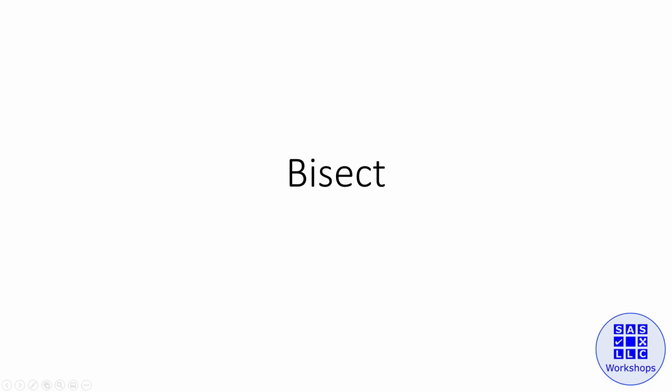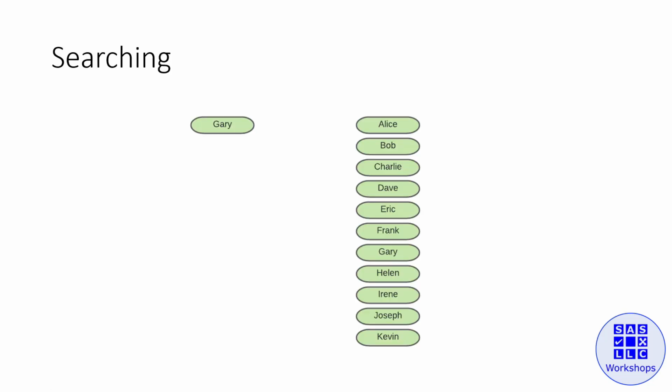Now we are going to talk about a Git command called bisect. Before we talk about bisect, first we need to talk about searching. In this example, we have an array of names and we want to find Gary.